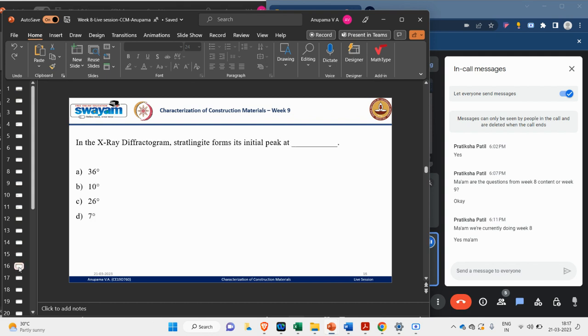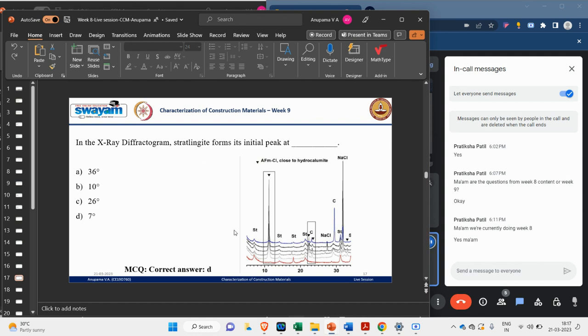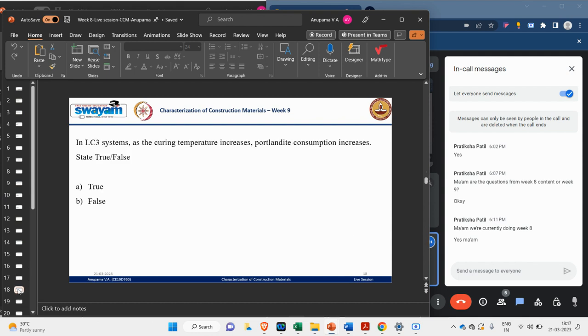In the X-ray diffractogram, stratlingite forms its initial peak at 36 degree, 10 degree, 26 degree, or 7 degree. I guess this is a very theoretical question, so I'll move to the answer. Stratlingite is a phase which has alumina and silica. Now, we learnt that the alumina to silica ratio of stratlingite is 1, and the initial peak of stratlingite forms around 7 degree. That's option D. Okay, let's move to the next question.